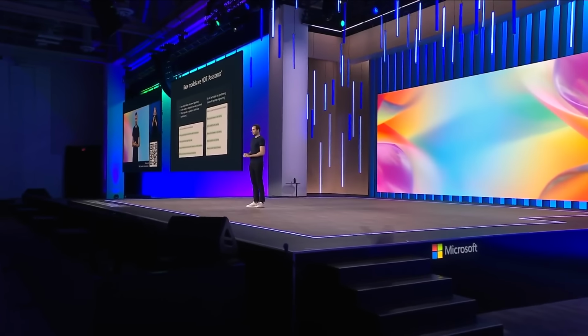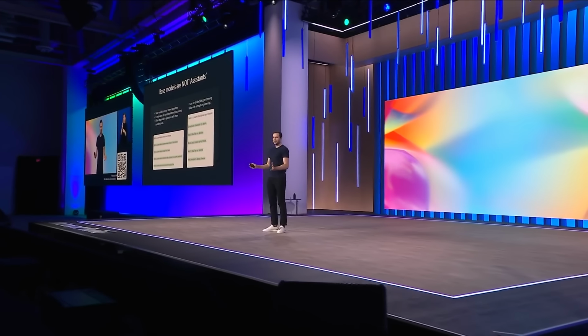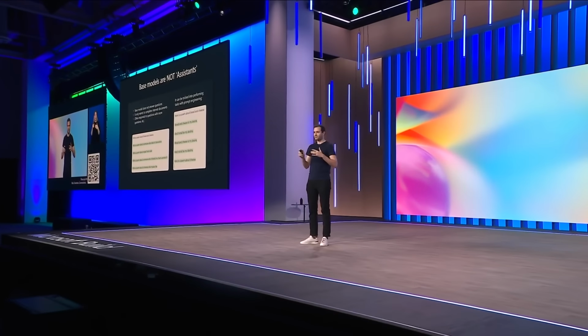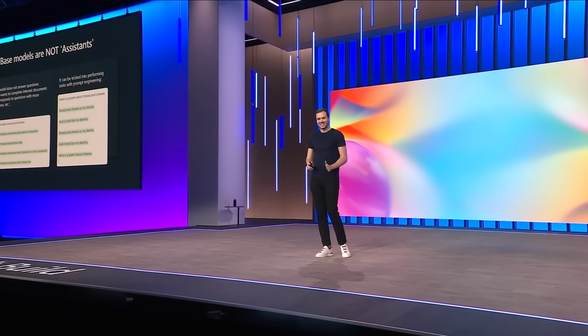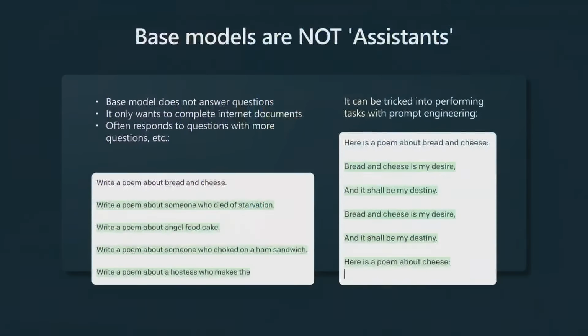Now, one thing to point out is base models are not assistants. They don't want to make answers to your questions. They just want to complete documents. So if you tell them, write a poem about bread and cheese, it will answer questions with more questions. It's just completing what it thinks is a document. However, you can prompt them in a specific way for base models that is more likely to work. So as an example, here's a poem about bread and cheese. And in that case, it will autocomplete correctly.